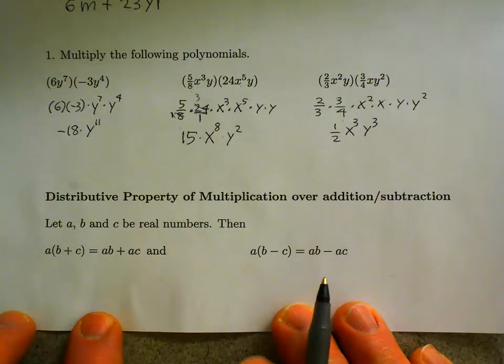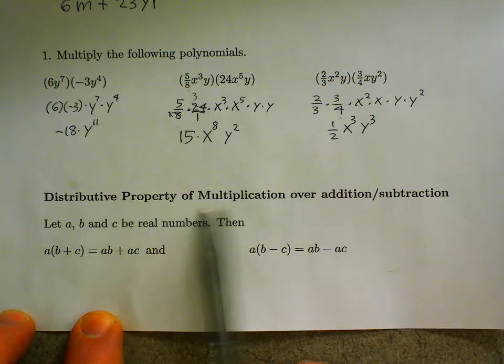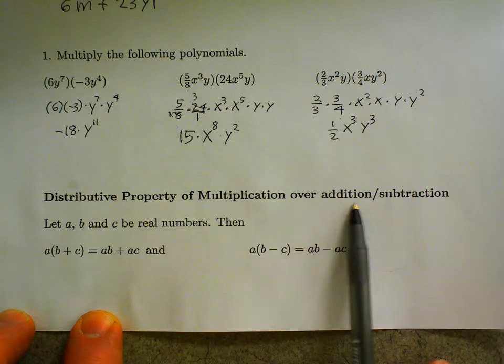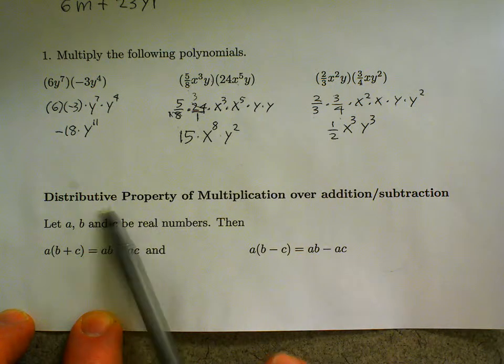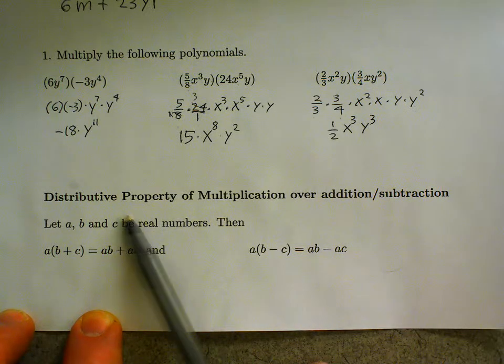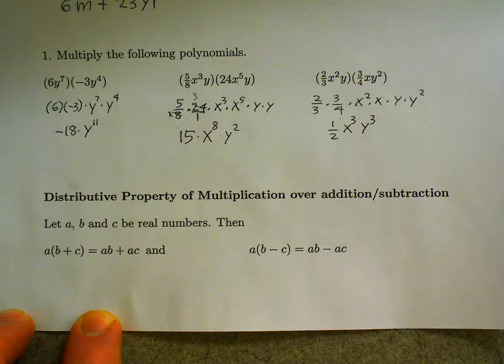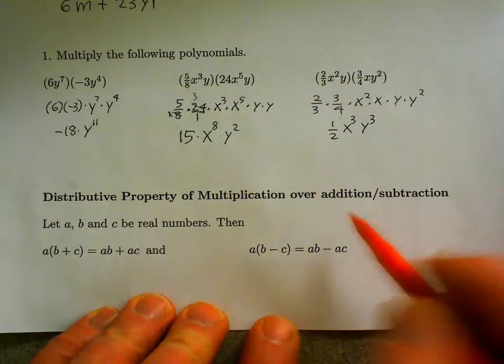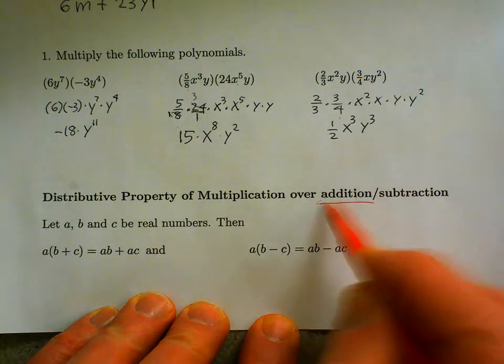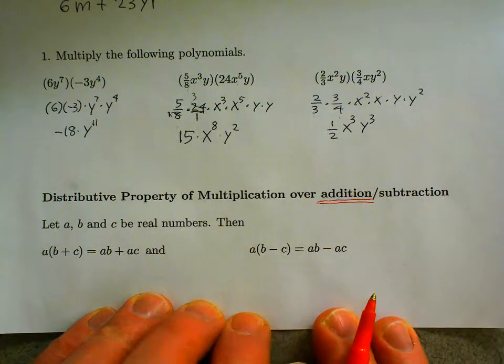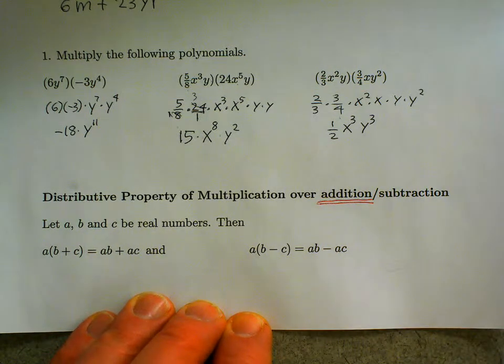Okay, remember the distributive property of multiplication over addition, or sometimes we refer to it as the distributive property of multiplication over subtraction. So in general, even when we're subtracting, it can still be referred to as multiplication over addition, because subtraction is formally defined in terms of addition.